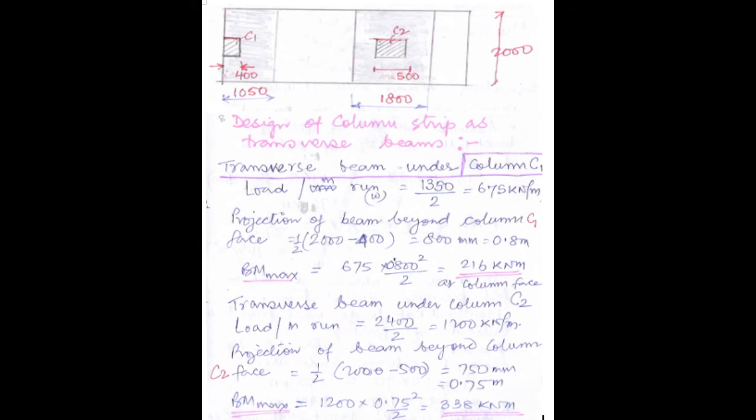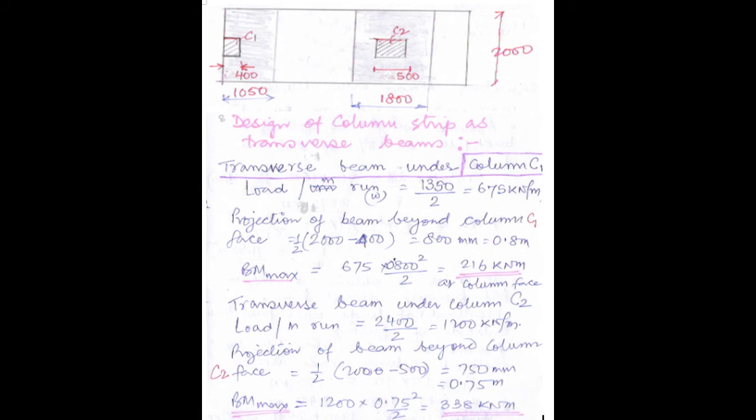So transverse beam under column C2, how will we design it? Load per meter run will be 2400. That was what? The factored load of column C2. 2400 divided by 2, that is the width of the footing. So 1200 kilonewton per meter. Now projection of the beam beyond the column C2 face, again it will be 2000 minus 500 then divided by 2. That is 750 millimeter or 0.75 meter.